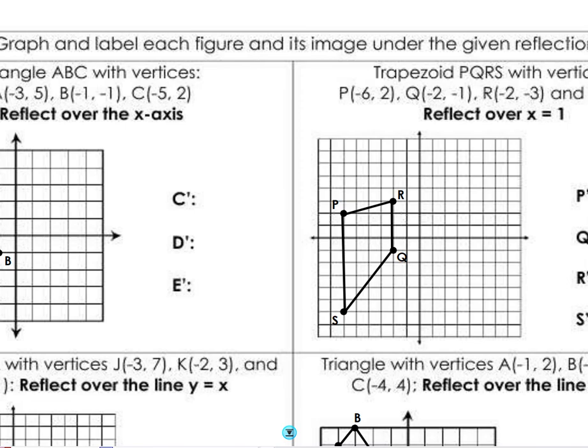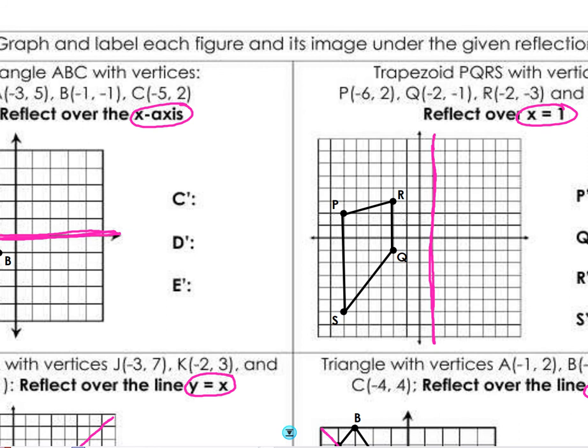So, what we're going to do is graph and label each figure and its image under the given reflection. I'm going to pause really quick and I want you to go through and draw in all of the parts where it says reflect over. I'm going to highlight the x-axis, I'm going to highlight x equals 1, I'm going to draw in y equals x, and y equals negative x. Okay, so pause.